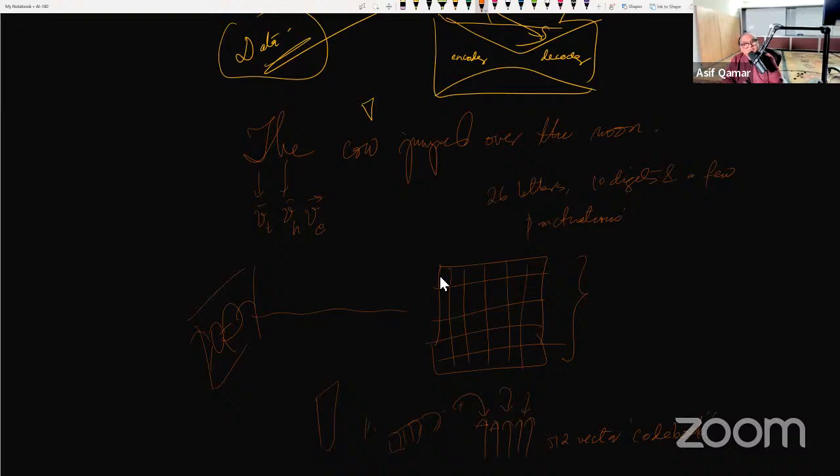Which one is it closest to? And note down that vector. Maybe this was vector 7. Maybe some other vector. So I'm putting A, D, etc. Just to illustrate the point. Any other questions, guys?